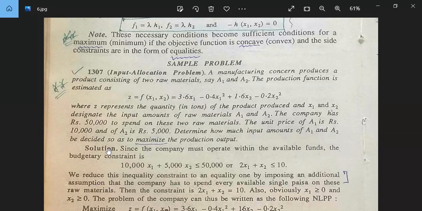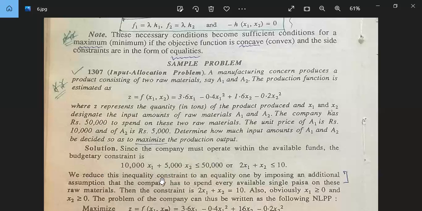देखिए solution. Since the company must operate within the available funds, जो funds उनके पास से 50,000 रुपए का उसी में से उन्हें काम करना है. The budgetary constraint is 10,000 x1, meaning A1 का कितना amount है, कितना amount हम बना रहे हैं, plus 5,000 x2 कितना बना रहे हैं और इस पे खर्च कितना आ रहा है। It should be less than or equal to 50,000, क्योंकि 50,000 ही rupees इसके पास है और 5,000 से divide कर देंगे, so it will be 2x1 plus x2 less than or equal to 10। ये हमारे पास हो गया constraint, but it is an inequality constraint.